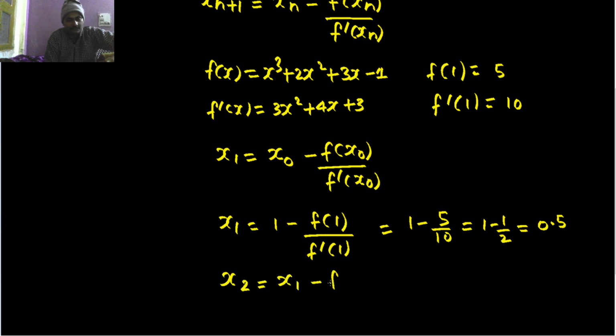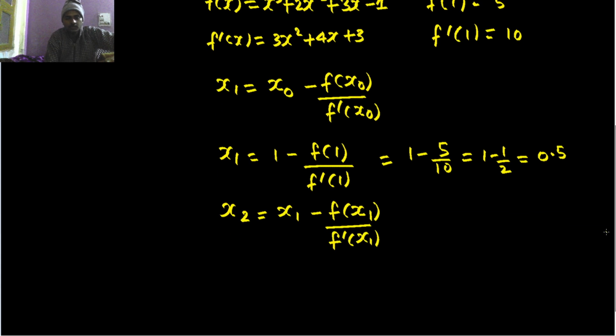Okay, now we can use this x1 value in the calculation of x2, which will be x1 minus value of function at x1 divided by derivative of function at x1. So your x2 will be, x1 is 0.5, minus value of function at 0.5 divided by derivative of function at 0.5.